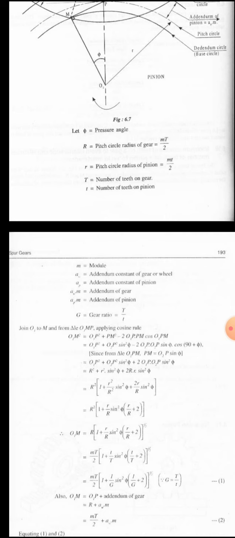AW is the addendum constant of gear, AP is the addendum constant of pinion. AW into m is the addendum of gear, AP into m is the addendum of pinion. So G is the gear ratio, T by t. Join O1 to M, and in triangle O1MP, apply the cosine rule.